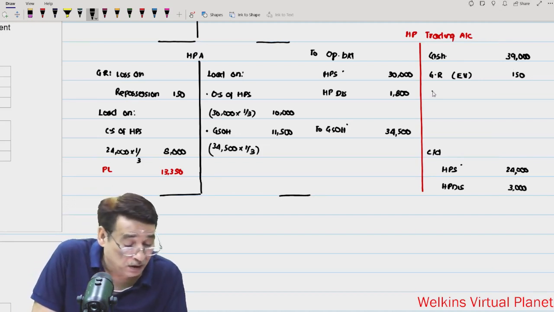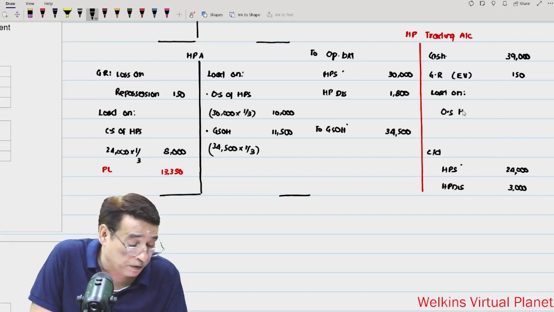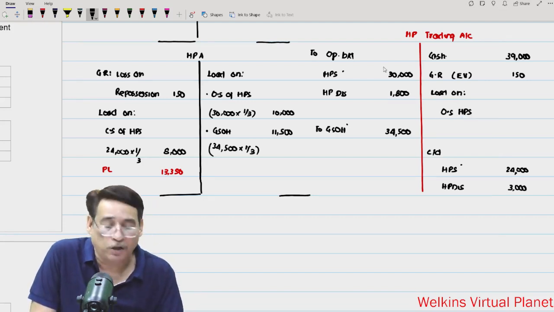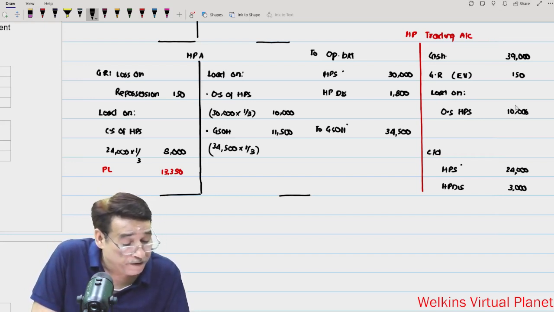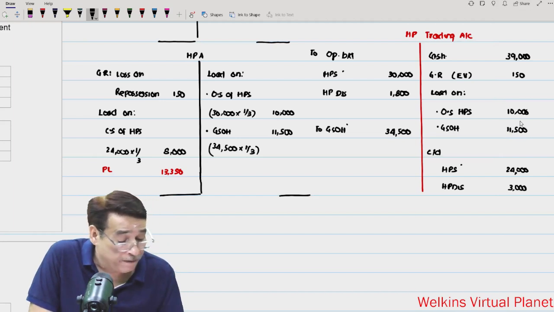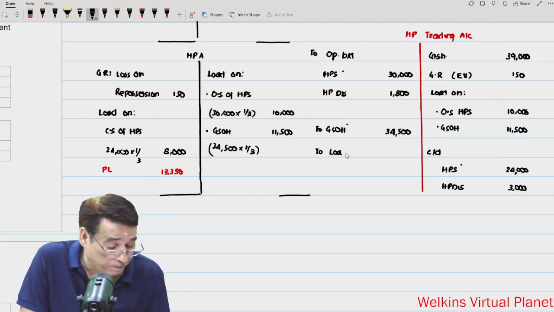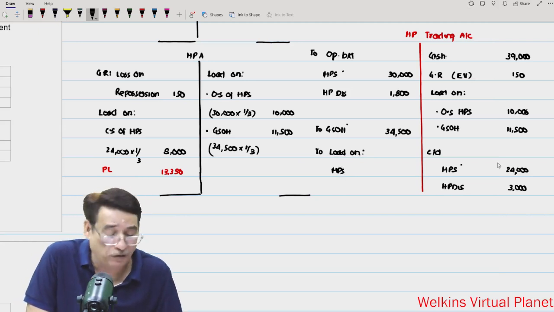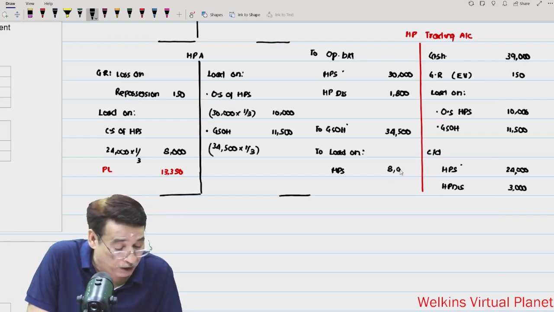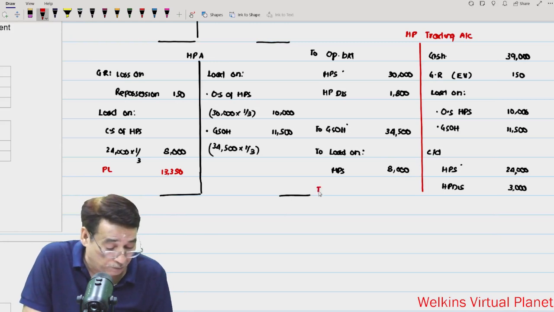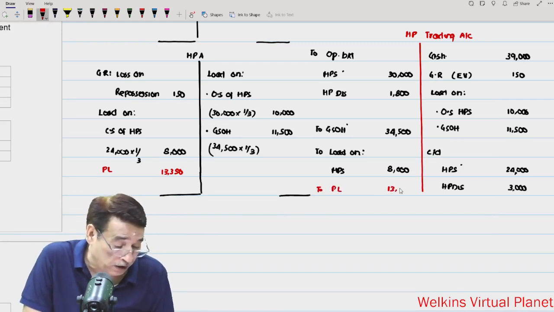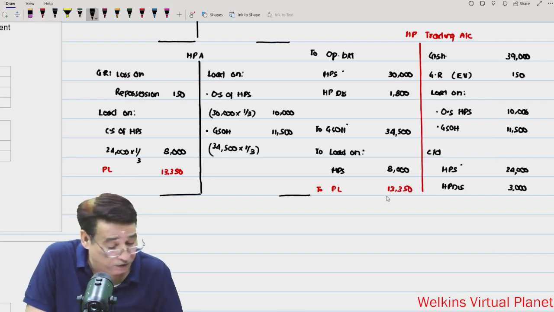Now we have to take the loadings. So loading on opening stock of hire purchase stock account is 30,000. Now 30,000 into 1 by 3, 10,000. Similarly, loading on goods sold on hire. Now goods sold on hire is 34,500 into 1 by 3. The loading will be equal to 11,500. Similarly, we will write here loading on hire purchase stock closing balance. Closing balance is 24,000 and its loading into 1 by 3 will be equal to 8,000. Then finally, you will get the same amount of profit to profit and loss account, 13,350. Both the methods must deliver the same results.